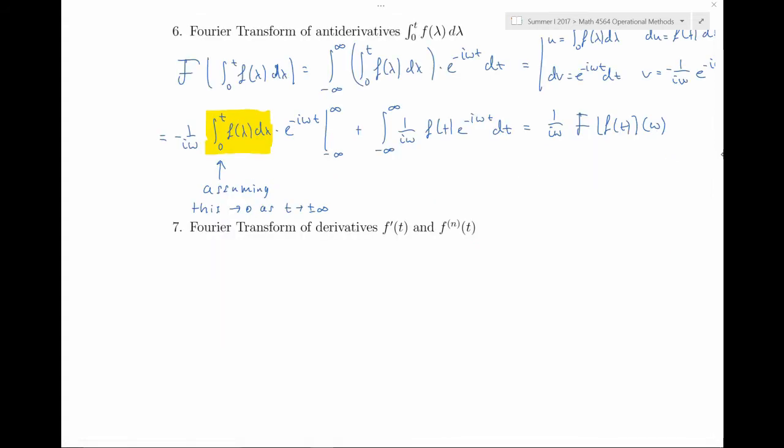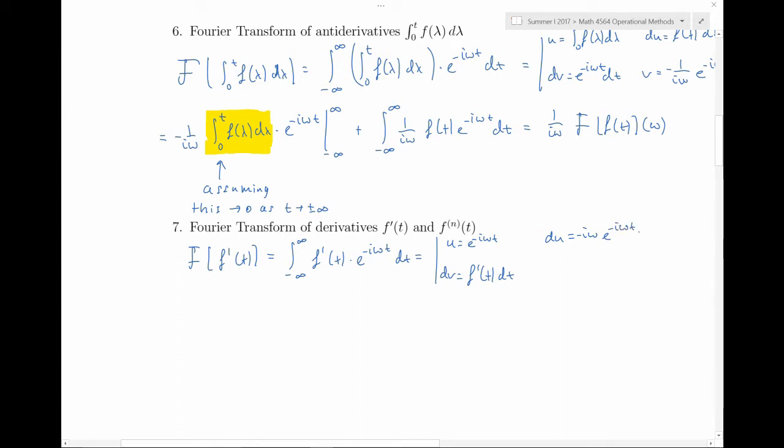A very similar property holds for the derivative of f. So if we take the Fourier transform of a derivative, and apply integration by parts by assuming that u is e to the minus I omega t and dv is f prime of t dt, meaning that du is now minus I omega e to the minus I omega t dt, and v is simply f of t.